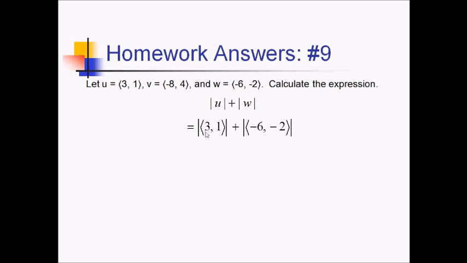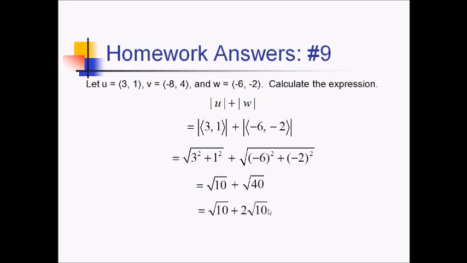So this first one is the square root of 3 squared plus 1 squared. Adding that to this other one, this is going to be the square root of negative 6 squared plus negative 2 squared. Over on the left here, this is just the square root of 10. On the right, we've got the square root of 36 plus 4, square root of 40. 40, we could simplify if we split this up into 4 and 10 as 2 radical 10. And then 1 radical 10 plus 2 radical 10 is 3 radical 10.